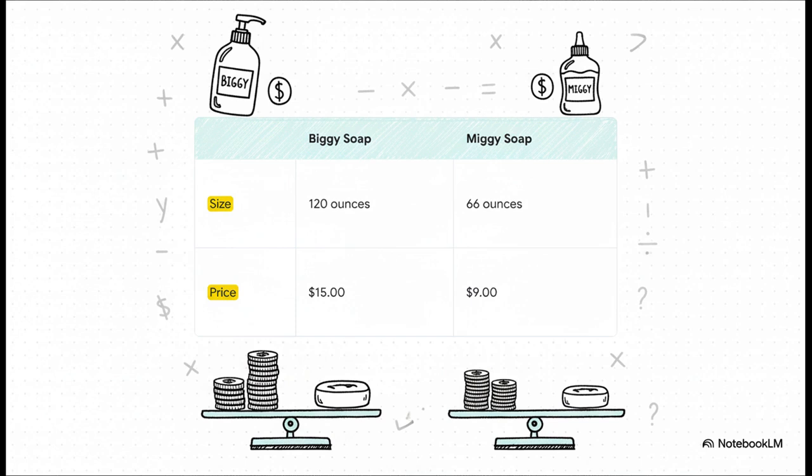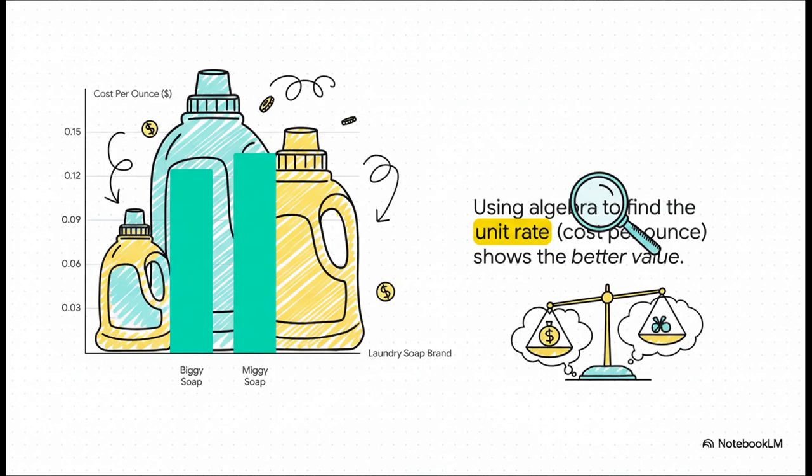Algebra's got the answer. To find the real value, we translate this into what's called a unit rate. Basically, the cost for just one single ounce. We just divide the price by the ounces for each one. For Biggie soap, that comes out to about 12.5 cents per ounce. But look at Miggy soap. It's over 13.5 cents per ounce. So as the chart shows, that bigger, more expensive-looking bottle is actually the better buy.